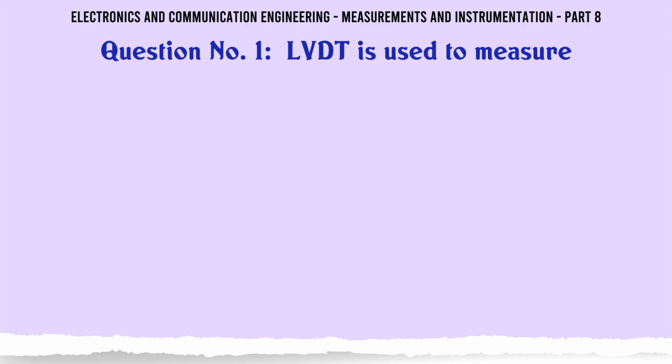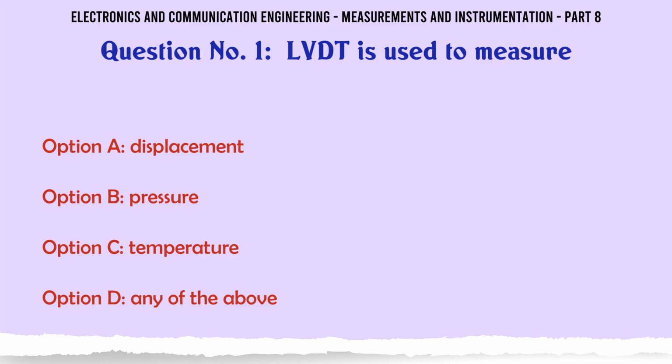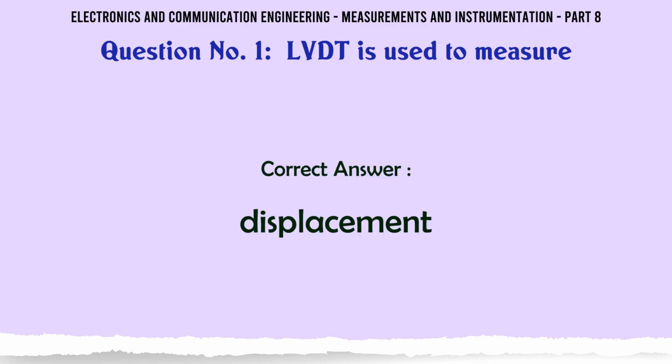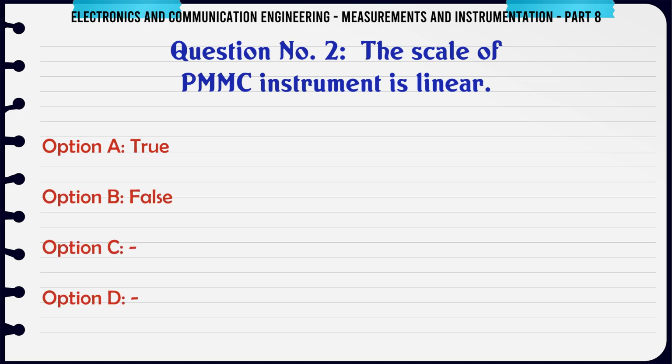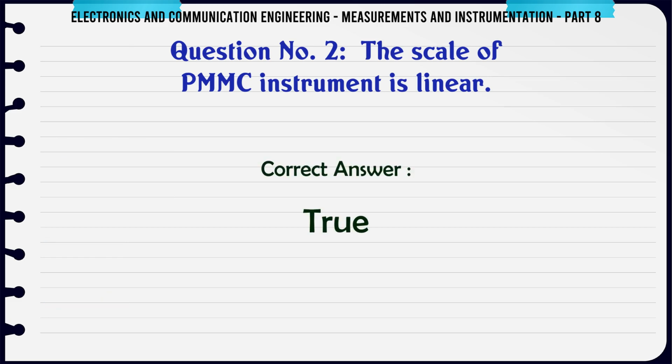LVDT is used to measure: A. Displacement, B. Pressure, C. Temperature, D. Any of the above. The correct answer is displacement. The scale of PMMC instrument is linear. A. True, B. False, C., D. The correct answer is true.